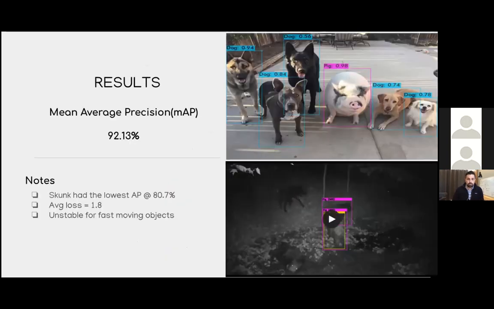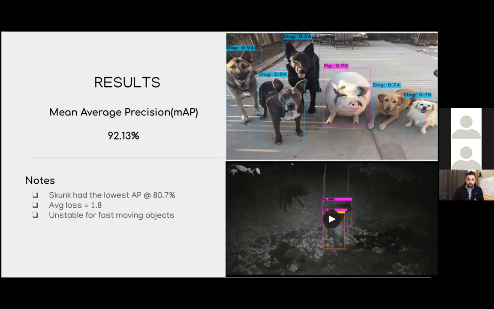Here are the results. The model achieved a mean average precision of 92%. It's not bad. The mean average precision is the main performance metric used to evaluate object detection models. It in part includes measuring how well the predicted bounding box overlaps with the actual bounding box that was annotated. As you can see in the notes below, the skunk class had the lowest average precision of 80.7%. Not surprising considering that the data set was lacking in that class.